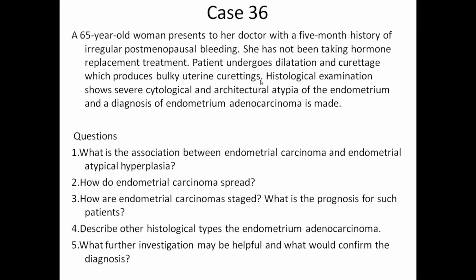And last case. Question: what is the association between endometrial carcinoma and endometrial atypical hyperplasia? Hyperplasia is a precancer process. Number 2, how do endometrial carcinomas spread? We can open page number 99, and we can see endometrial adenocarcinoma: cancer glands, differential size, losing of polarity, mitosis, destruction of basal membrane, and stroma of tumor.